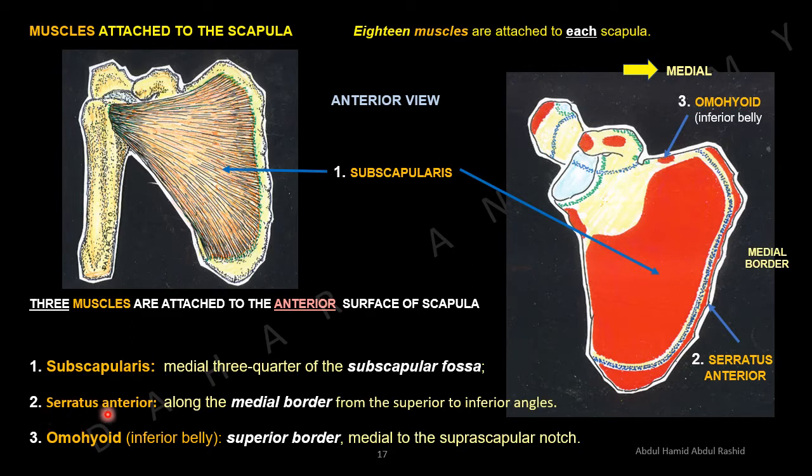Number 2, serratus anterior muscle. It is attached along the medial border and anterior surface of the scapula, extending from the superior angle to the inferior angle. Number 3, the inferior belly of omohyoid muscle. A very small muscle. It is attached to the superior border and anterior surface of the scapula, just medial to the suprascapular notch.